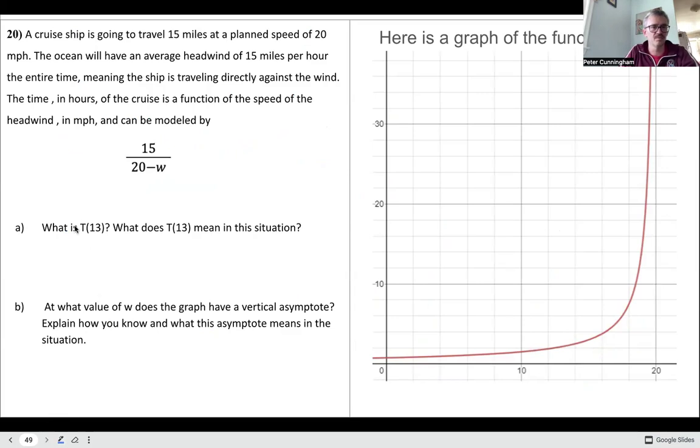All right, last problem. Sorry about the hiccups on the previous one. Okay, cruise ship is going to travel 15 miles, planned speed of 20 miles per hour. Okay, so personally, what I like to do with this problem is make sure I know what this graph is measuring. Okay, so the x value here is wind speed.